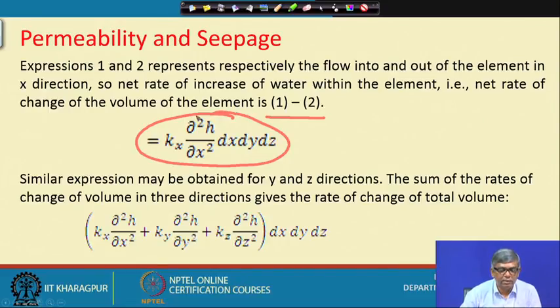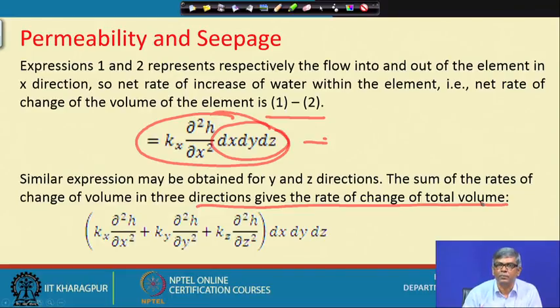So, k_x ∂²h/∂x² dx dy dz: this is the volume of the element, and this is k_x times ∂²h/∂x². Additionally, we are getting the change of volume in the x direction, or net flow. The way we have done it for the x direction, we can do similarly for the y and z directions, and if I add all three, then the sum of the rates of change of volume in three directions gives the rate of change of the total volume.